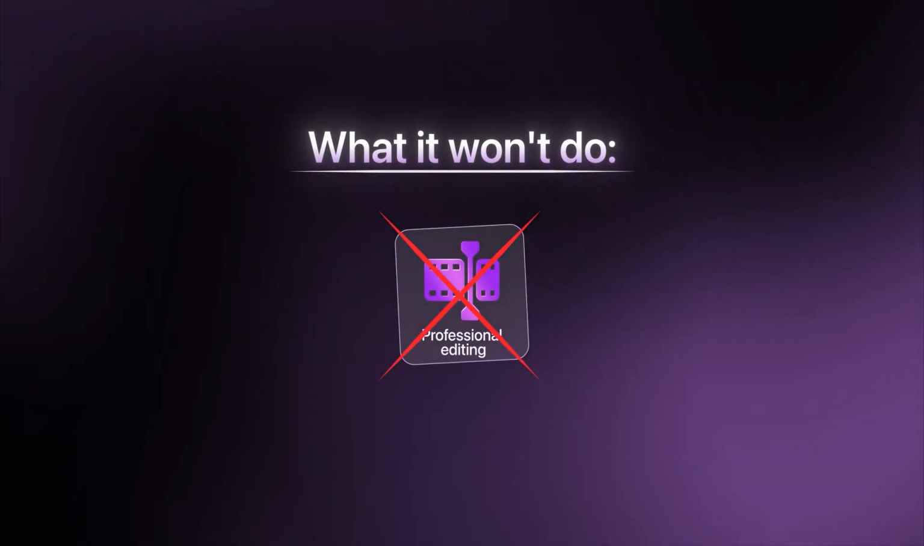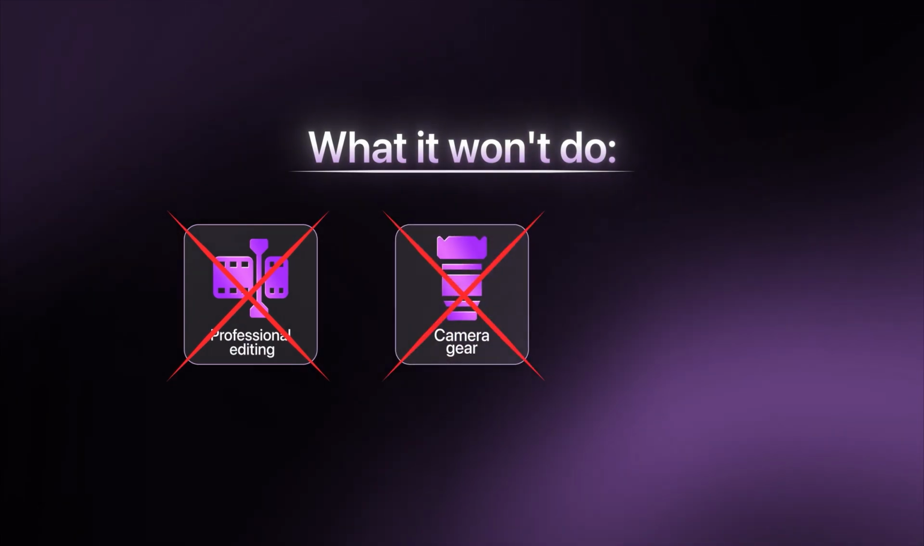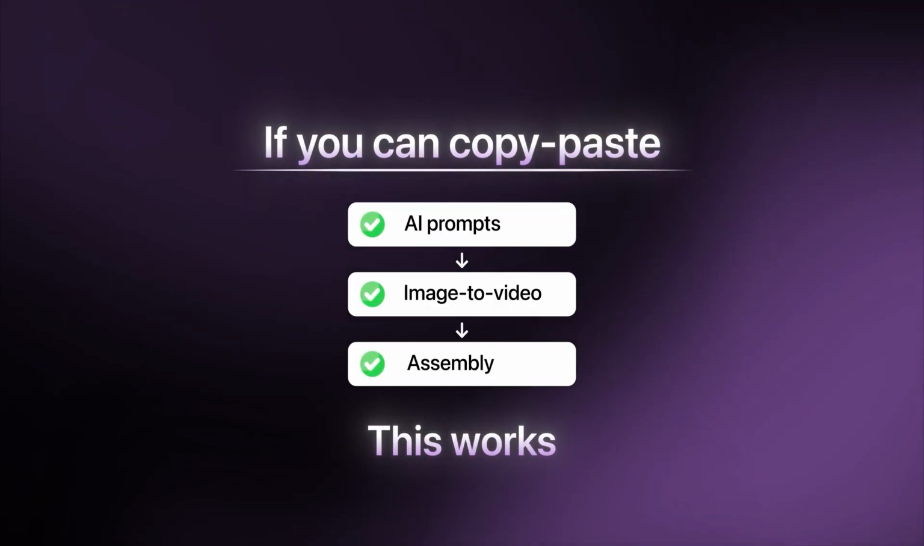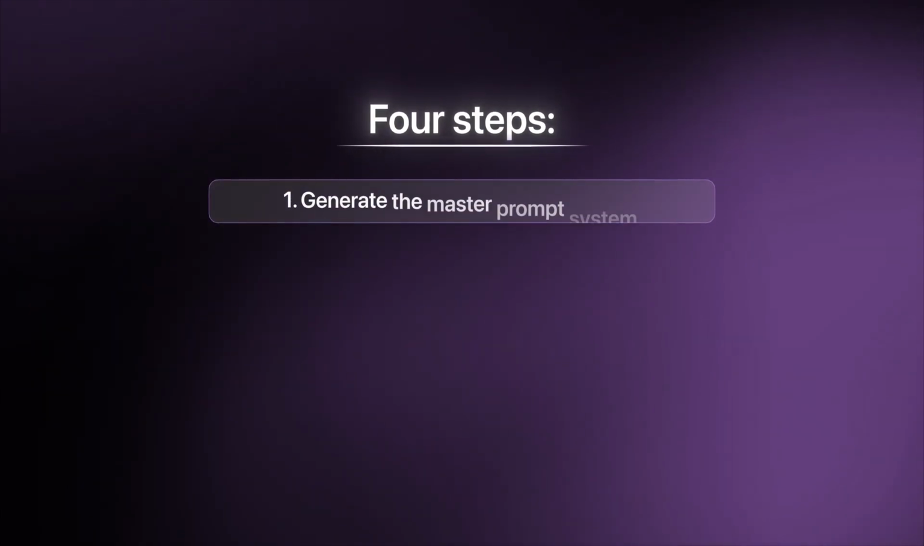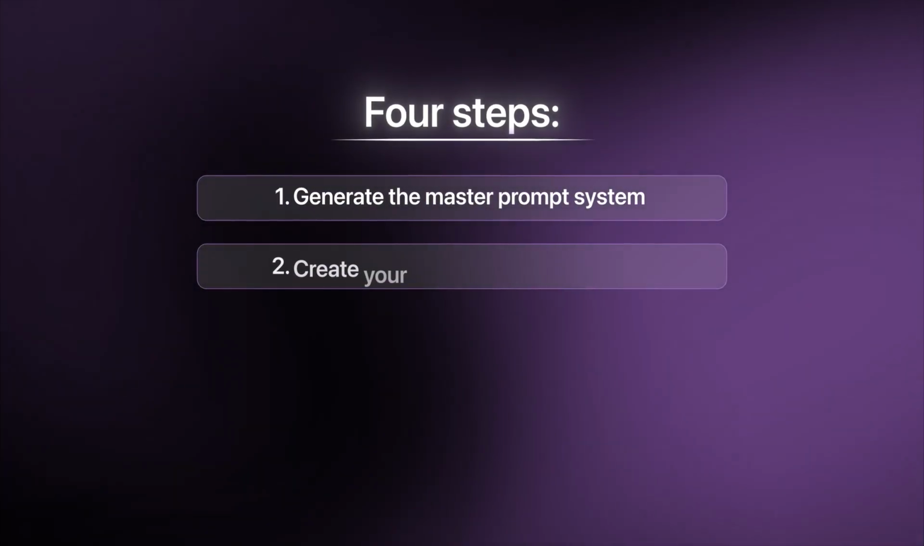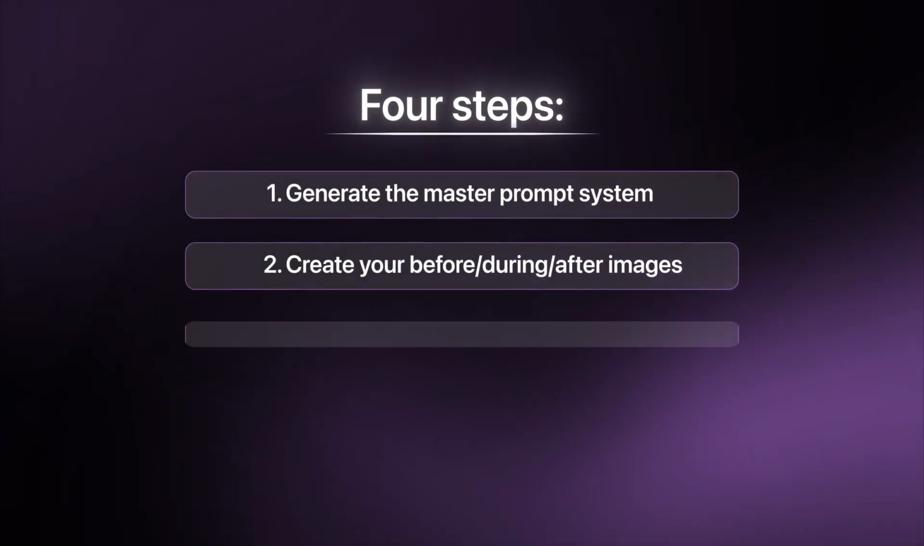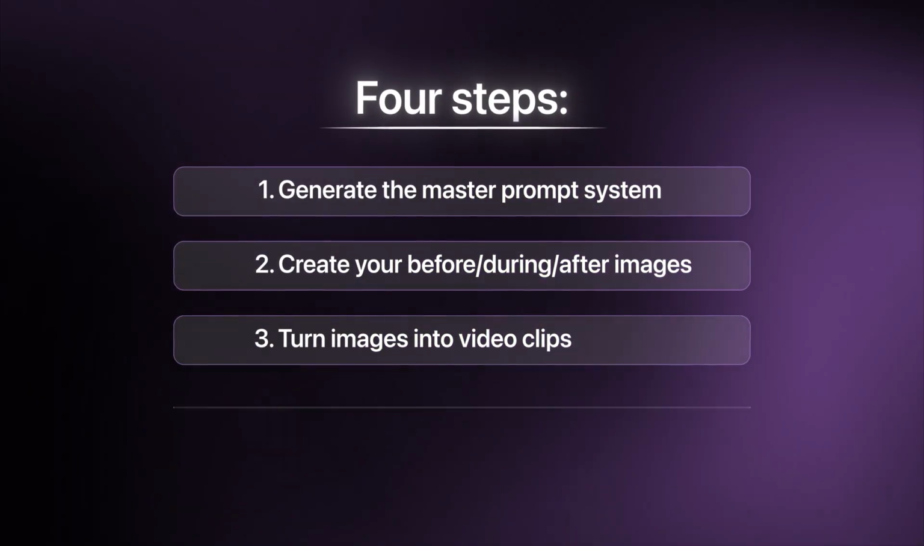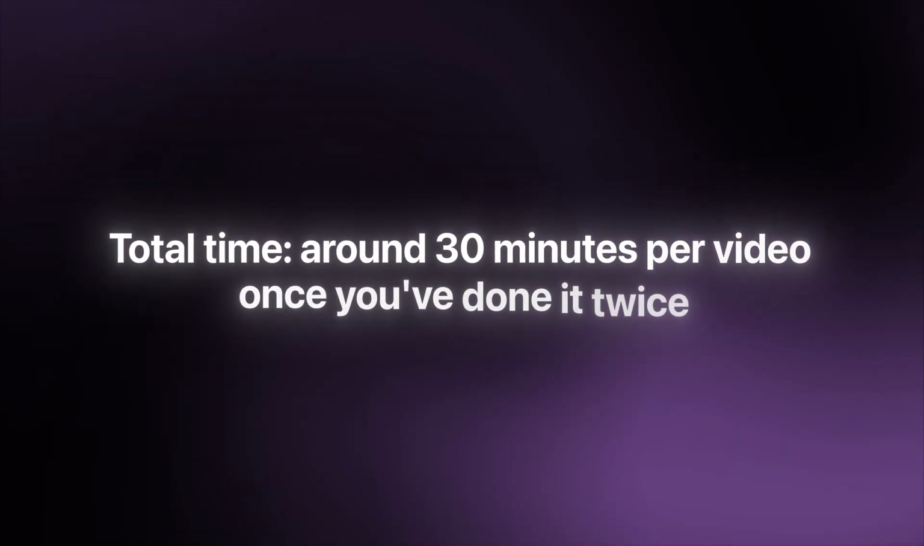What it won't do, make you a video editor. You're generating, not creating from scratch. If you can copy paste and follow steps, this works. 4 steps. Generate the master prompt system. Create your before, during, after images. Turn images into video clips. Stitch and post. Total time: around 30 minutes per video once you've done it twice.